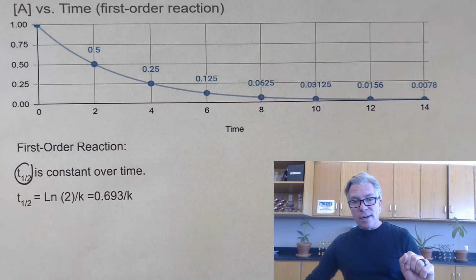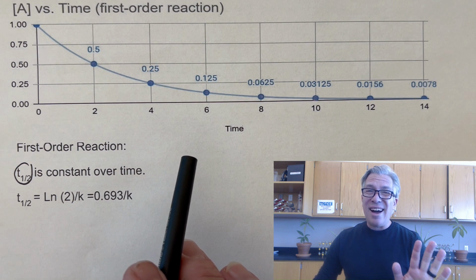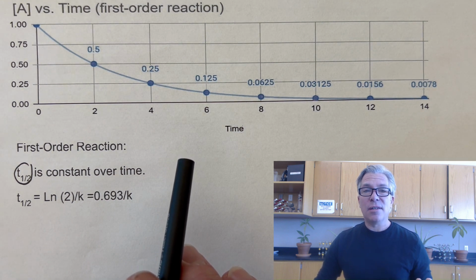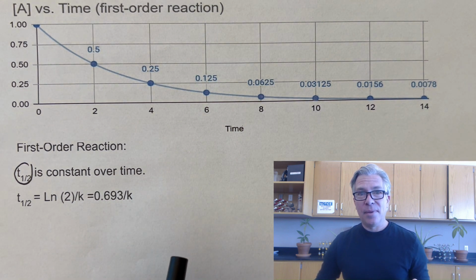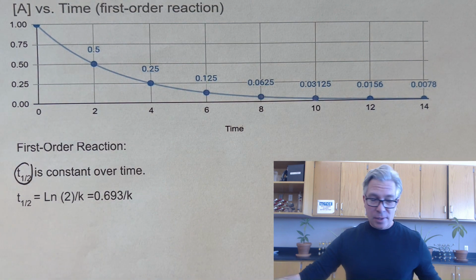Now, I don't know if you're aware, you may have learned about half-lives being constant over time for different things. But actually, half-lives are not always constant. All right, and I'm sorry to be the guy that messes that up for you, but here we go. Let's talk about a zero-order reaction first.